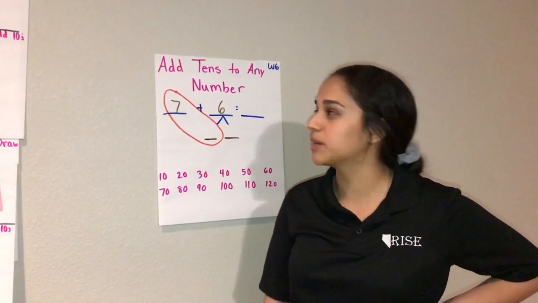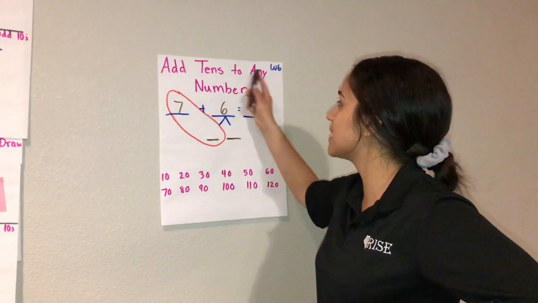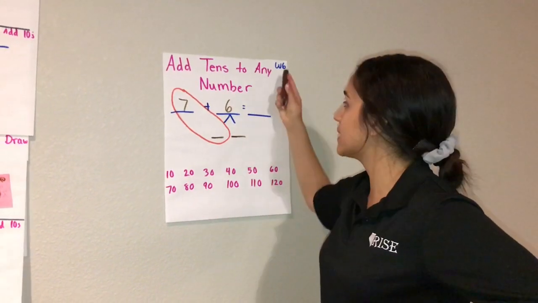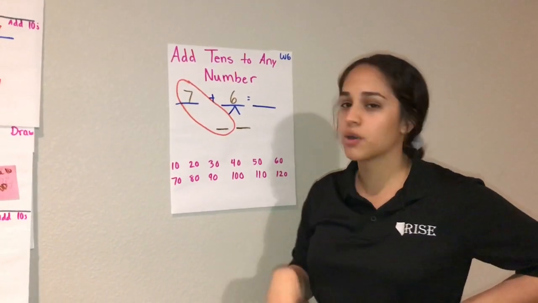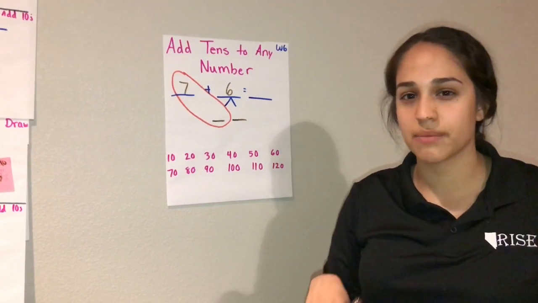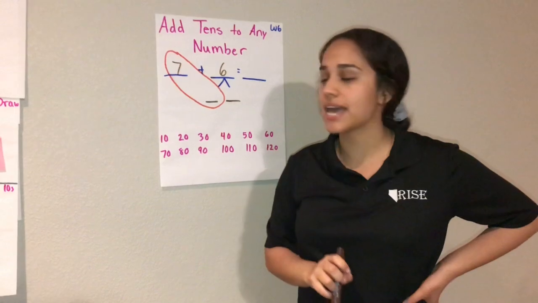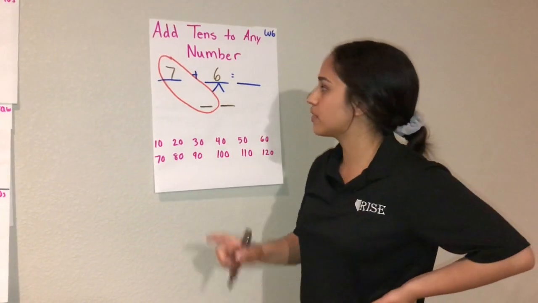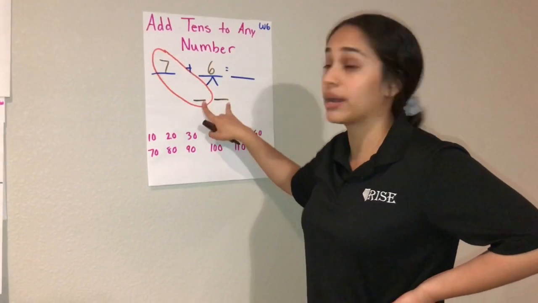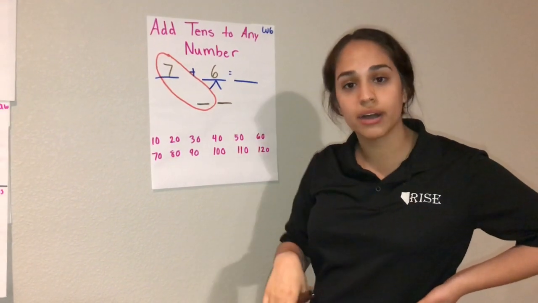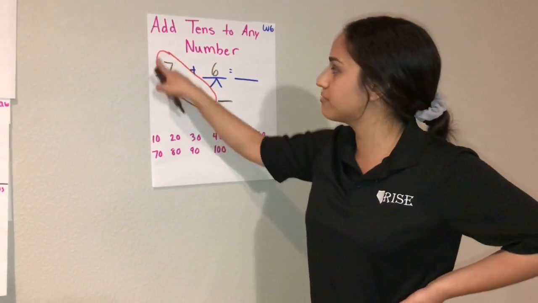This week for math, we're going to be working on add tens to any number. This is part of our week 6 of distance learning. Before we get started, I wanted to remind you of something that we had been working on earlier, and that was called making a 10 to add. That's where you break one of the numbers apart into a number bond, but you have to make a 10 first.